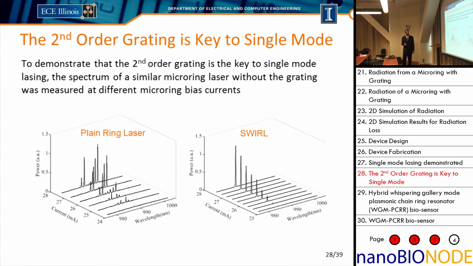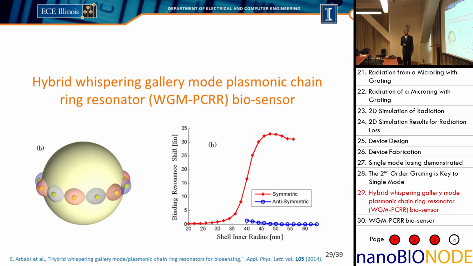But with the grating, we get single wavelength operation. So for the final part of the talk, I'll talk about our work on hybrid whispering gallery mode plasmonic chain ring resonator sensors. The idea, as I mentioned before, is we have the silicon microsphere, which is about 30 microns in diameter. Around the circumference of it, we put these gold epitopes, which are going to serve as a plasmonic chain. And the gold epitopes allow tight field confinement in the vicinity.